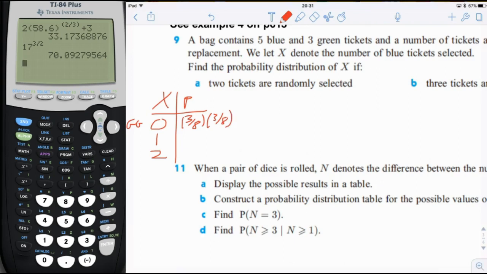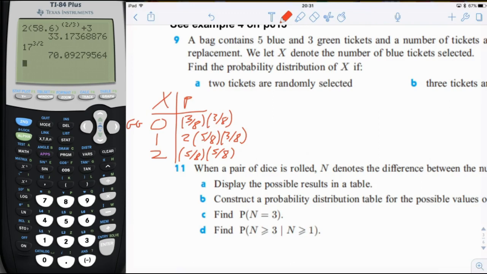What's the probability that we would get 2 blue tickets? It would be 5/8 times 5/8. And what's the probability that we would get 1 blue and 1 green? Well, basically it would be 5/8 times 3/8, but you need to remember that there's 2 ways of getting it. You could get GB or you could get BG. So we could say it would be 2 times that.